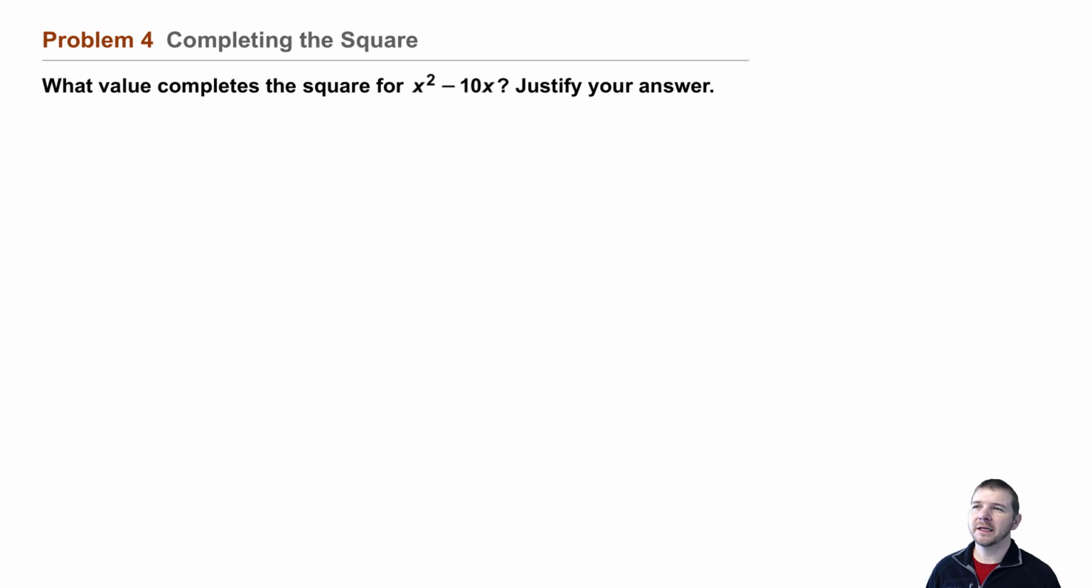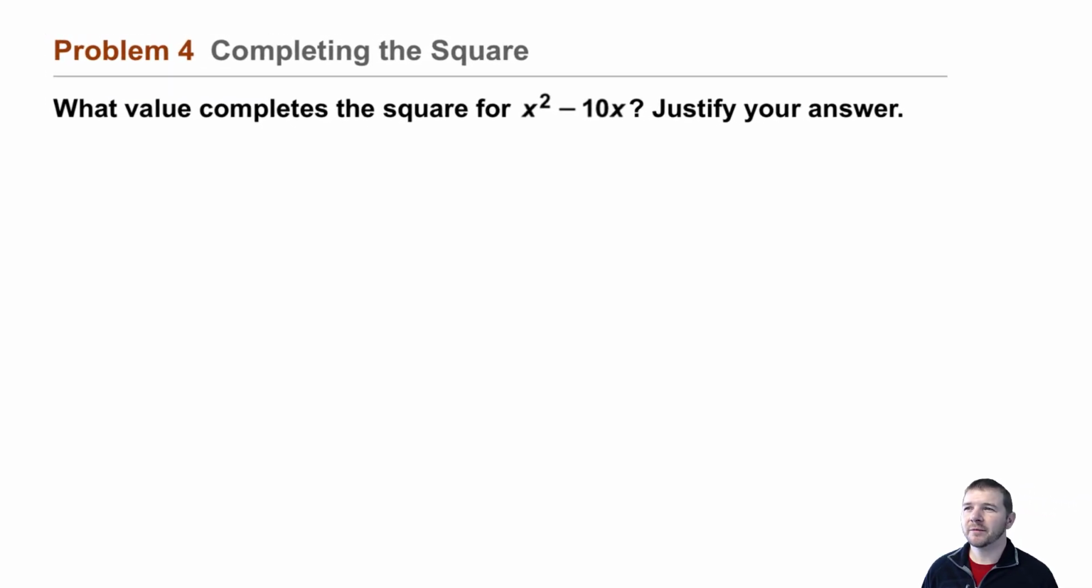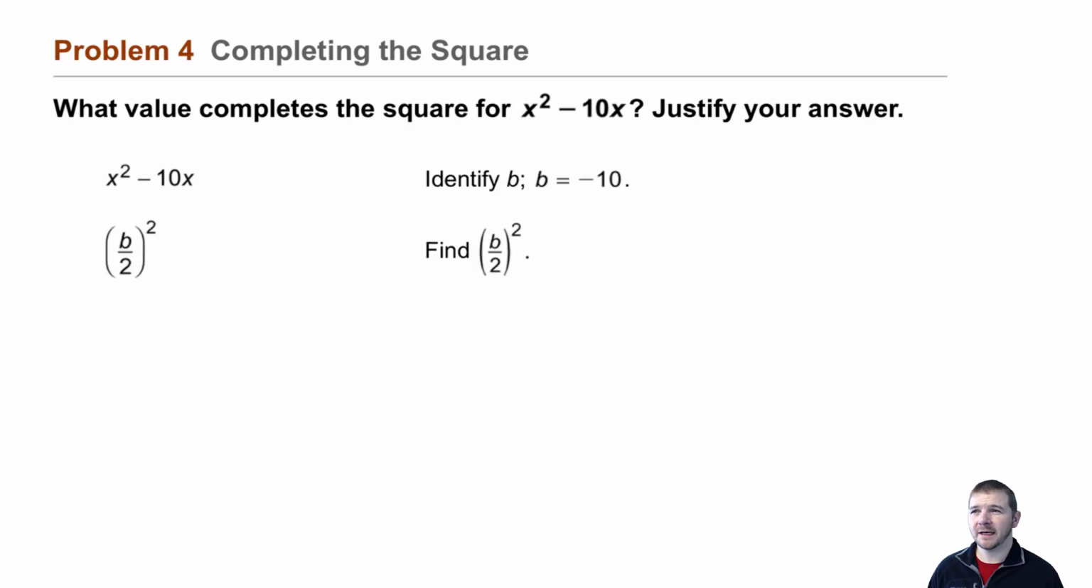Problem 4, completing the square. What value completes the square for x squared minus 10x? Justify your answer. Well, first, rewrite the expression x squared minus 10x and identify b. Remember, b is the coefficient of the linear term, or the coefficient of x in this case, and that's negative 10. So we find half of b and square it.